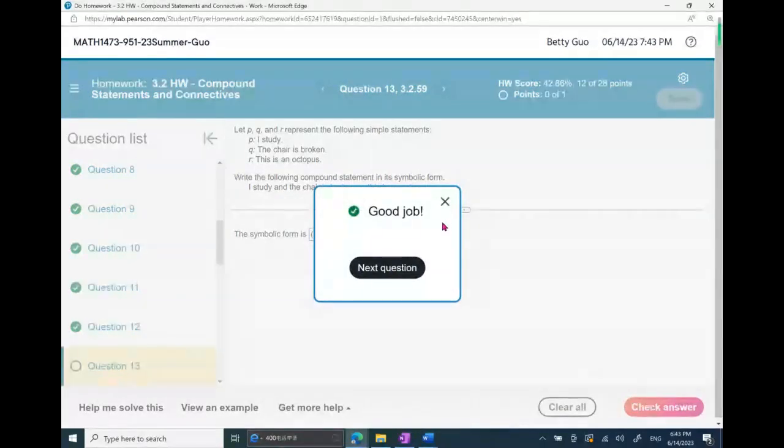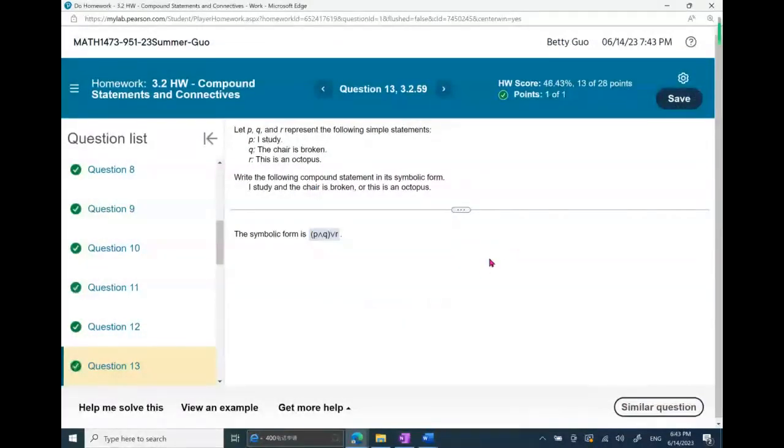Is that clear, guys? Any questions? This is a little bit different. It's a little more complicated because it involves 3 simple statements with 2 connectives, and the 2 connectives have the same level of dominance. We're going to talk about dominance later. Any questions about this problem? 1, 2, 3. Okay. Next.